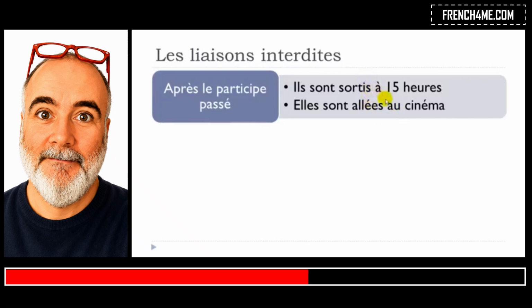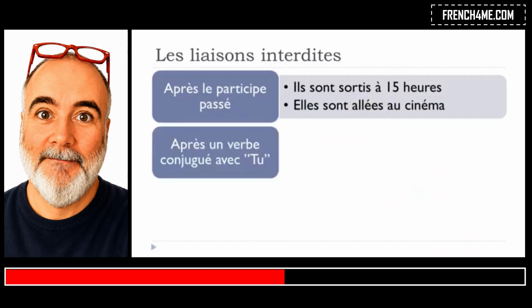You don't make a liaison after your participe passé. So ils sont sortis à 15 heures. So no liaison here, no link between the two. Ils sont sortis à 15 heures. Exactly the same thing here. Elles sont allées au cinéma. Elles sont allées au cinéma. So, no liaison after your participe passé here.